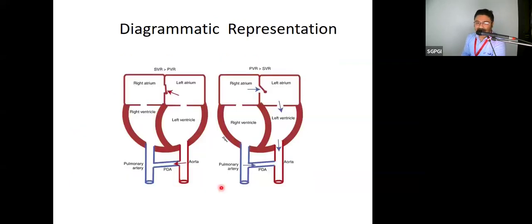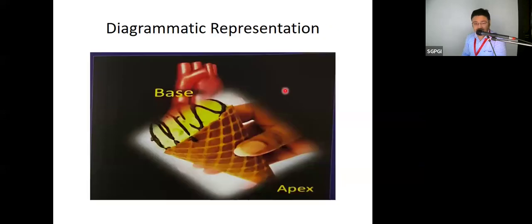So this is the diagrammatic representation. As you can see, if the systemic vascular resistance is more, the blood will flow from the aorta via the ductus to the pulmonary artery. Whereas in the right diagram, if the pulmonary artery pressure is more, it will lead to reversal. The left-to-right shunt will become a right-to-left shunt. And also, because of the increased pressure in the ventricles and the atrium, at the foramen ovale the direction of the blood will be from the RA to the LA.